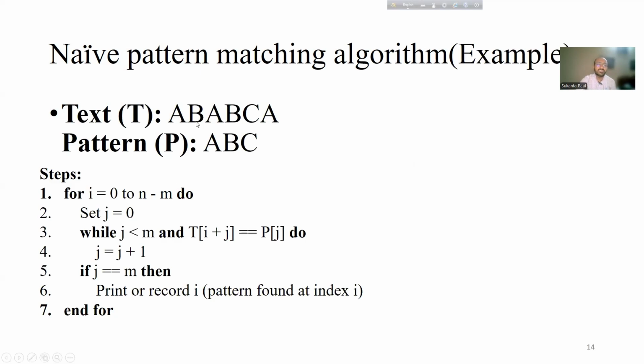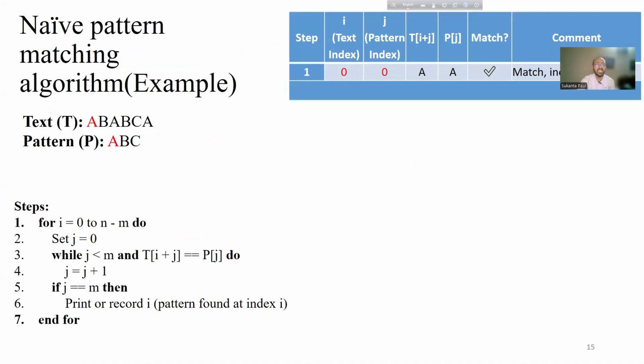Now, consider this text and this pattern for another example. Here initially, we see that the length of the text, which is n, is equal to 6. The length of pattern p is equal to 3. So how many times will it go? That means it will go through n minus m, which is i equal to 3 position. Initially, the value of i is equal to 0 and the value of j is equal to 0.